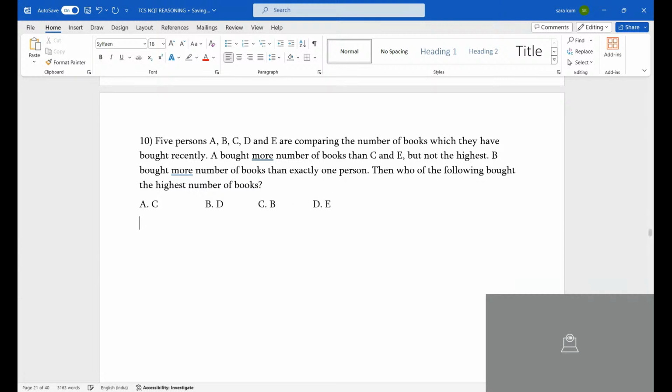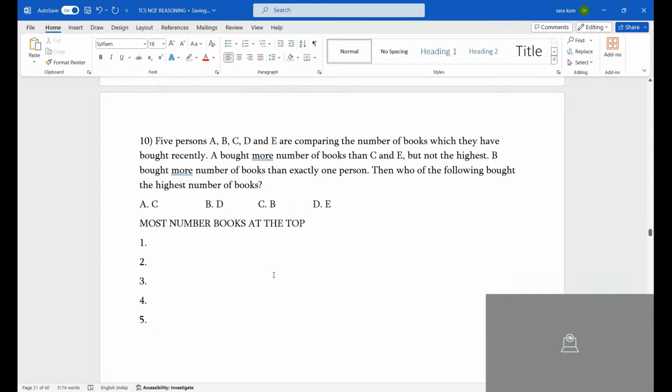So I'm going to rank them based on the number of books they have. The ranking is based on most number of books at the top. If you have the most number of books, you will get the first position. If you have the least number of books, you will get the fifth position. Okay, now let's see how to use this clue.